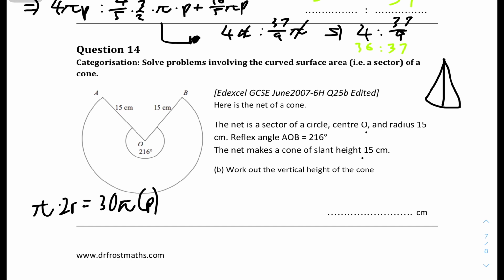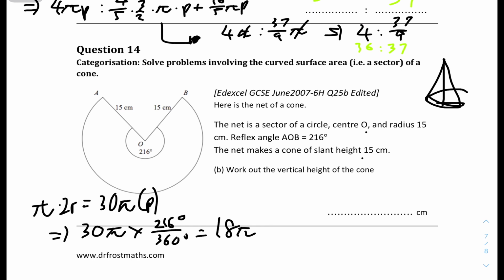Now we have to find the circumference of the circle that will make up the base of the cone, which is 30 pi times 216 degrees over 360 degrees as the ratio. Putting 30 pi times 216 over 360 into our calculator, we get 18 pi. So the circumference of the circle that will make up the base is 18 pi. So this cone right here, I'm assuming it's a whole cone, will be 18 pi.